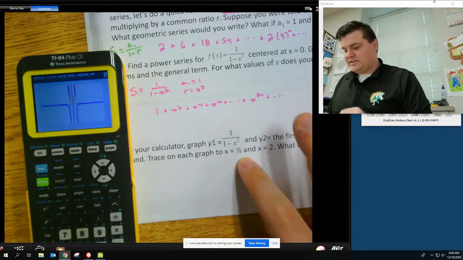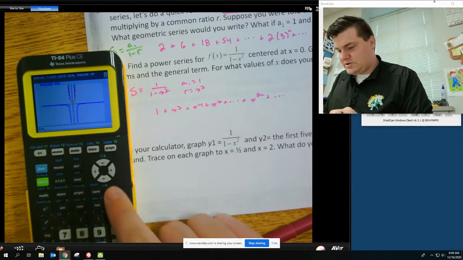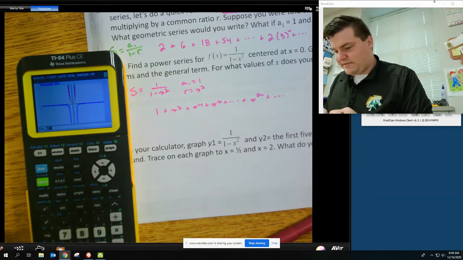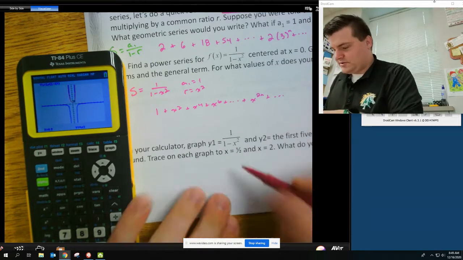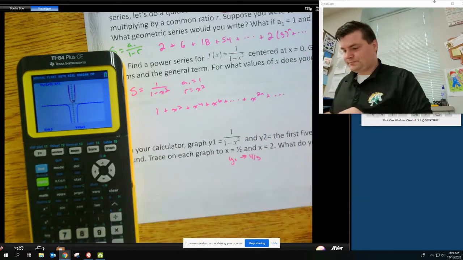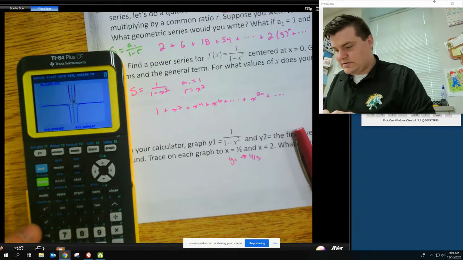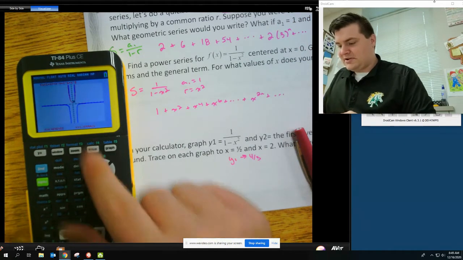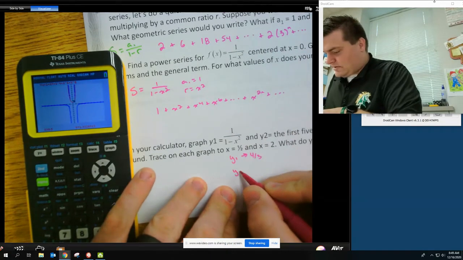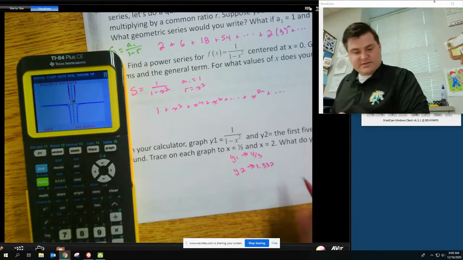So trace x equals 1/2 on both of these. X equals 0.5. On blue, that's 4/3, so on y1 we're going to get 4/3. If I hit up and down, it changes. So I'm going to do the same thing on red. Trace, now choose red, 0.5. For y2, we're going to get 1.332, which is super close.